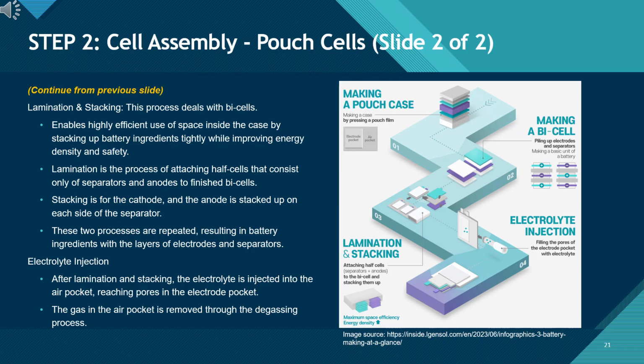Once the stack is complete, we perform electrolyte injection. Electrolyte is introduced into the air pocket and allowed to penetrate all the pores of the electrode stack. Any remaining gas in this pocket will be removed later during the degassing step. At this point, the pouch cell has its final internal structure and is ready for formation and aging.